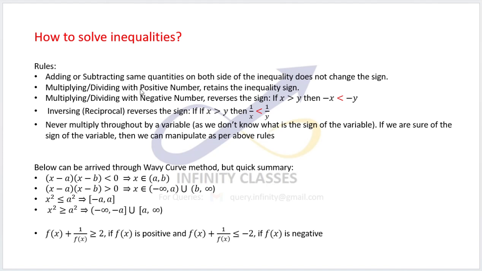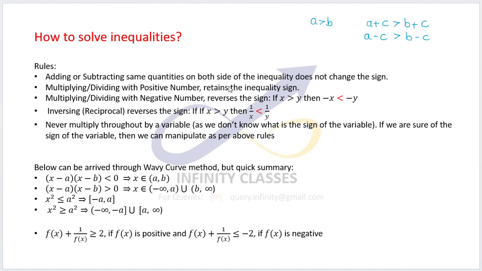So adding or subtracting same quantity on both the sides of the inequality does not change the sign. So if I say A is greater than B, and if I add C on both the sides, it's all okay. If I subtract C from both the sides, then also it is completely okay. So adding or subtracting the same quantity on both the sides is completely okay. It will not change the sign. The sign will remain as is.